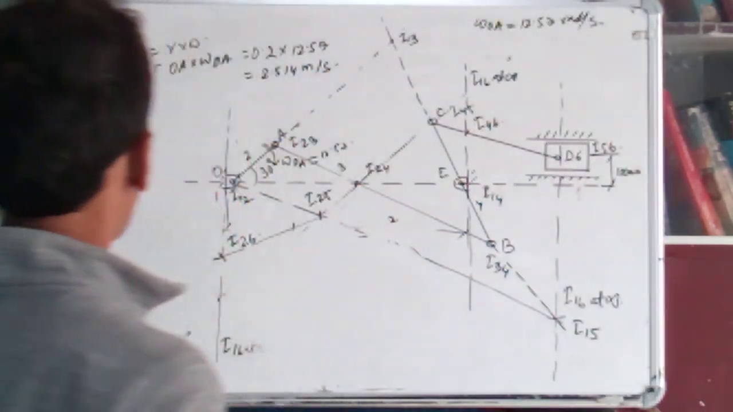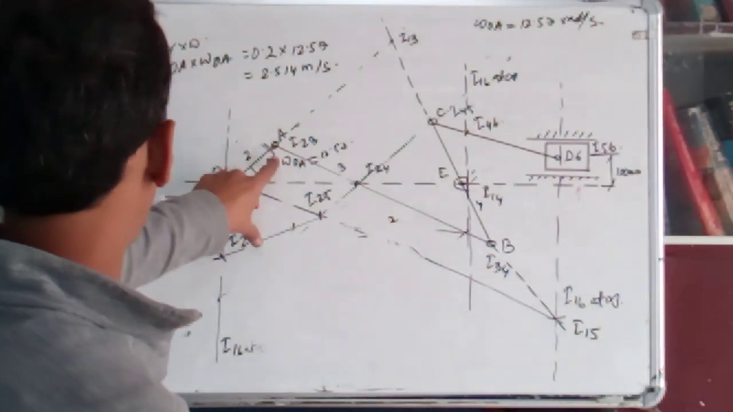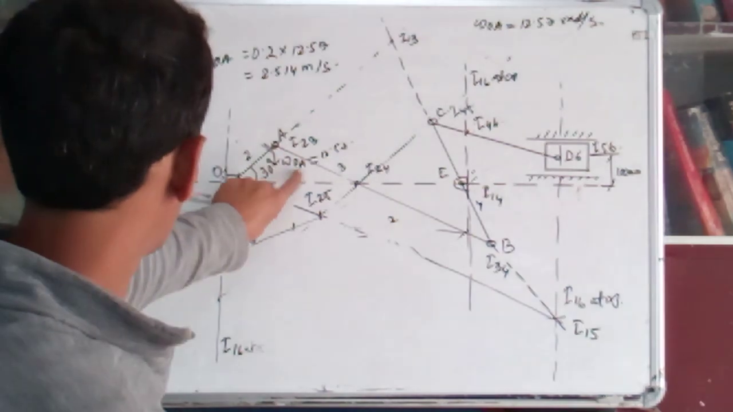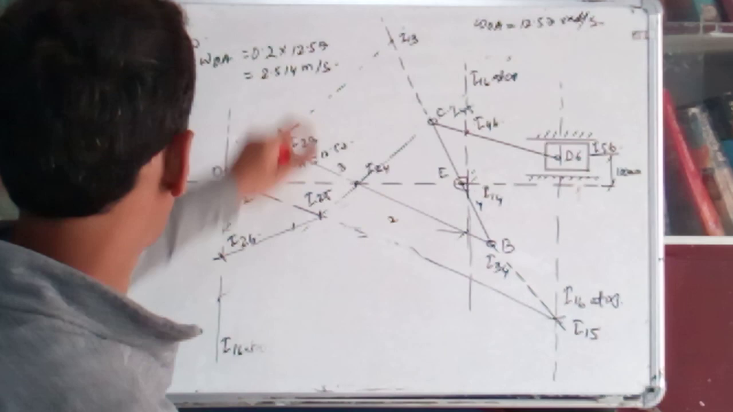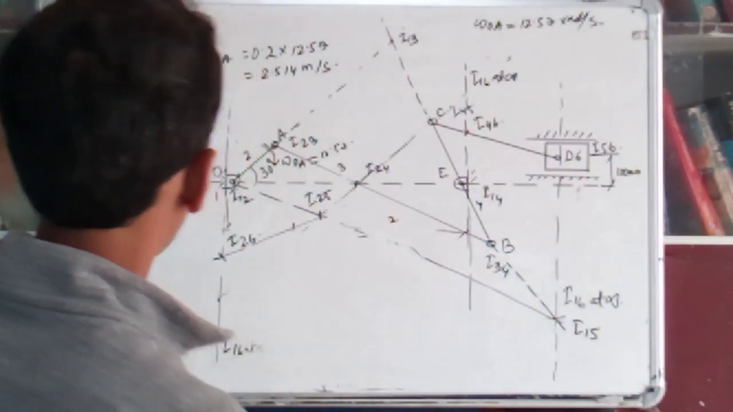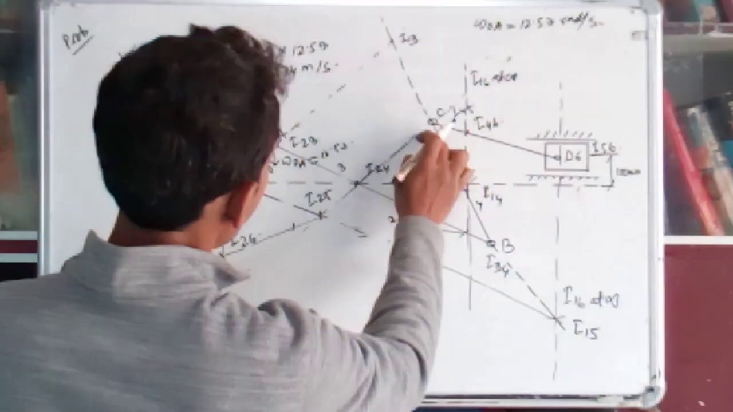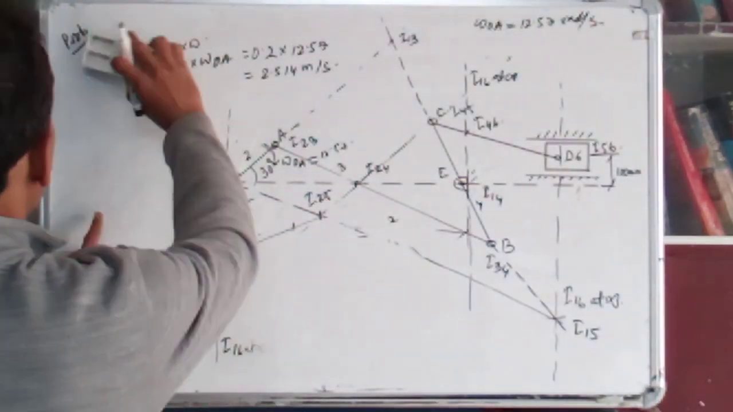That is the angular velocity, the velocity of A. You have found the angular velocity as 12.57, and the velocity is 2.514 meters per second. Now you have to find the velocity of B, C and D. So how do we find this velocity?